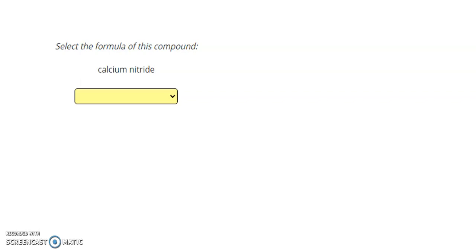Well, we see that calcium is a metal, nitrogen is a nonmetal. Remember that ending IDE was changed. So even though it says nitride, that's the element nitrogen. So we have calcium and nitrogen. Because this is not a transition metal, we didn't need a Roman numeral. And we have a metal and nonmetal. This is going to be an ionic compound.